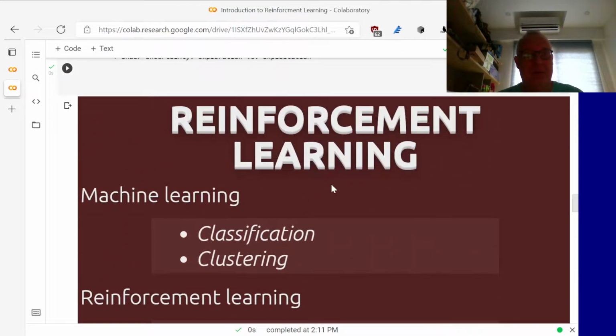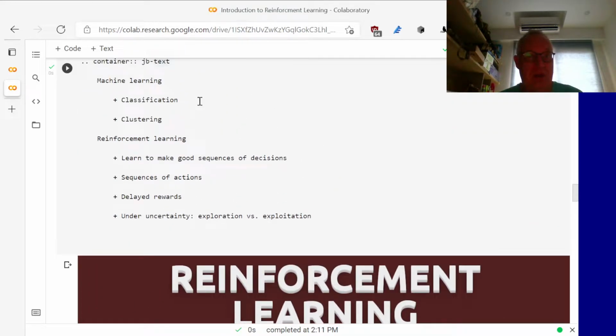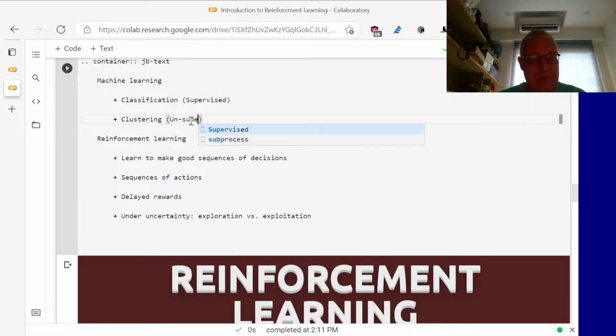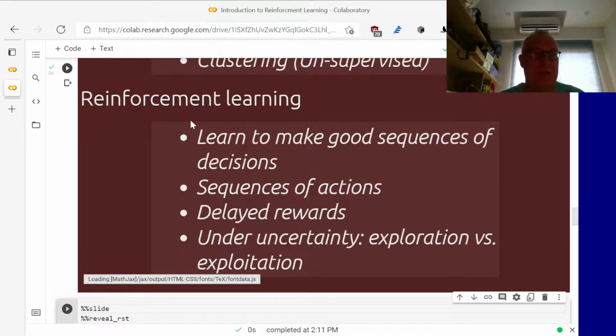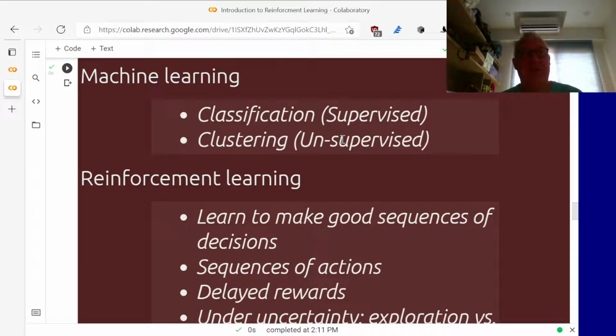So reinforcement learning is a subpart of machine learning. Now, machine learning has two main areas that are usually considered. One is the classification problem or supervised learning, and the other one is clustering or unsupervised learning.